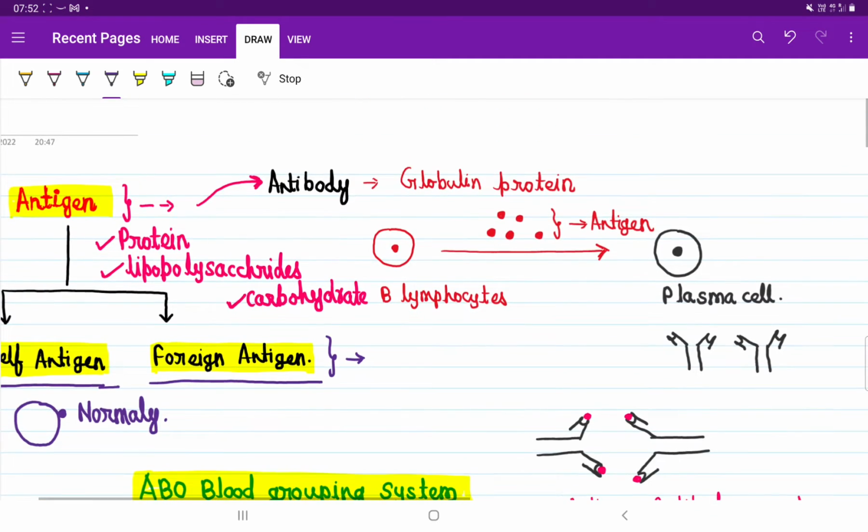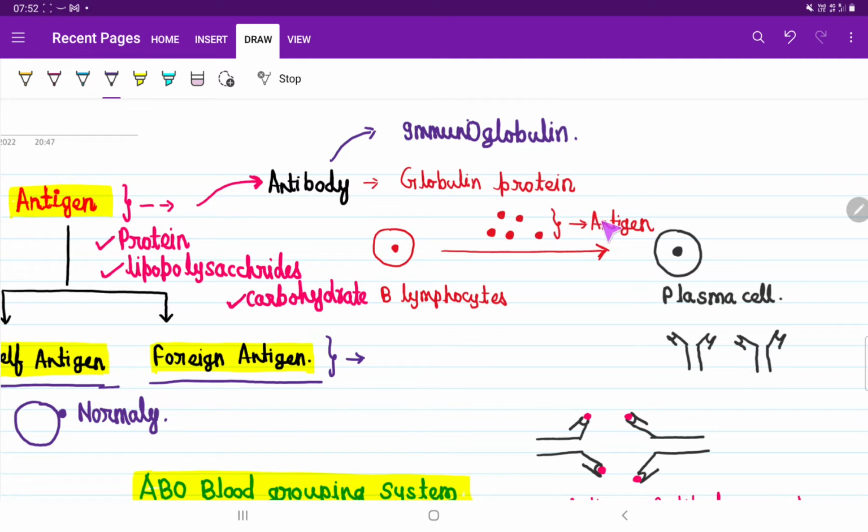Try to understand. Like, I have one antigen that entered our body. Antibody is a globulin protein, right? And the motive of secretion of this globulin protein is to provide immunity. That's why antibodies are also called immunoglobulin. Immunity means protection, right? So antibodies are also called immunoglobulin.